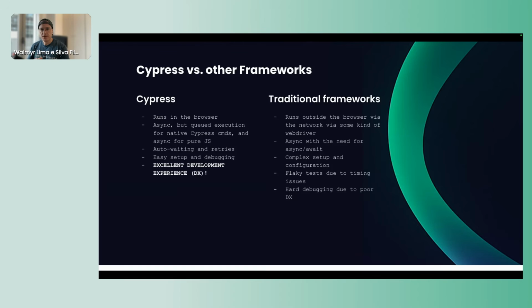In traditional frameworks, you usually have flaky tests, which are the non-deterministic tests, especially because of timing issues. Many of these other frameworks don't have auto-waiting and retriability mechanisms, so you have to explicitly tell the framework to wait for that to be visible, or use async await for things that run asynchronously to finally happen so you can go to the next step. And they are usually harder to debug due to the poor development experience that they offer.